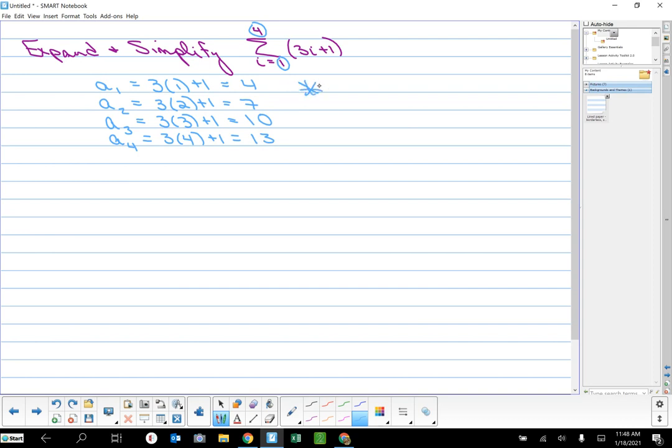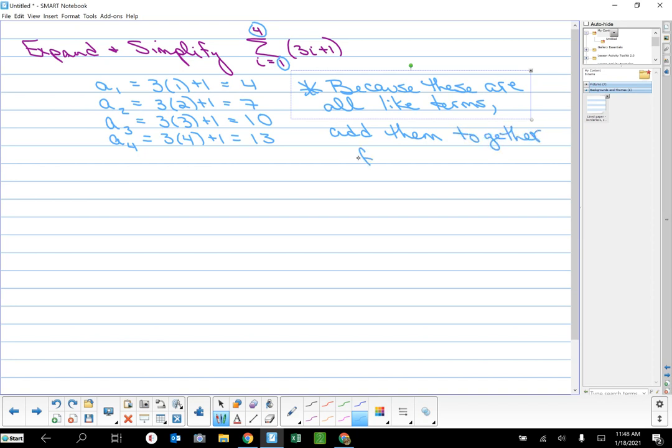And then because these are all like terms, not expressions like x plus 4, x plus 7, you actually add them together for the sum. And that's what they're talking about when it says simplify. So when you add these together, you're going to end up with 34. And you do need that in varsity.